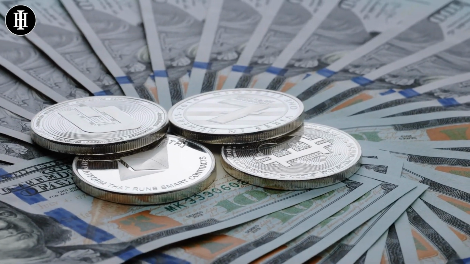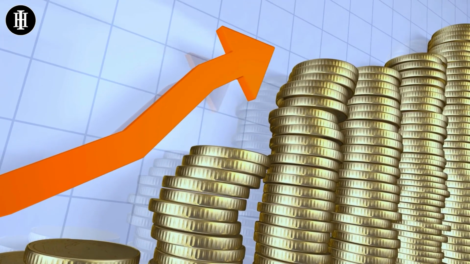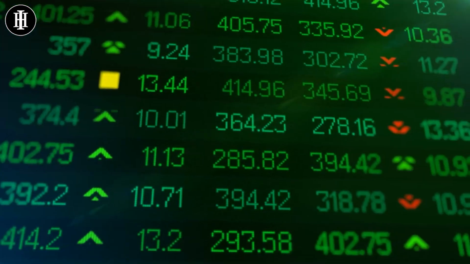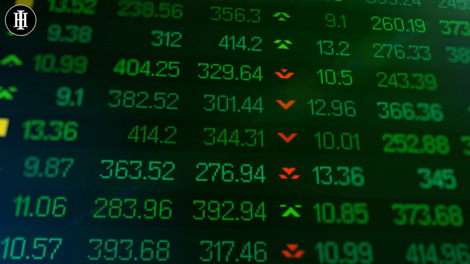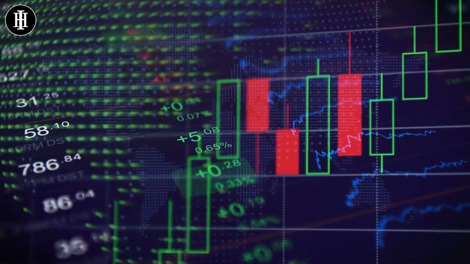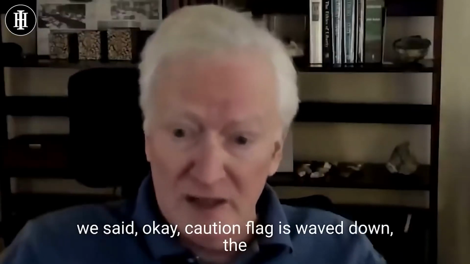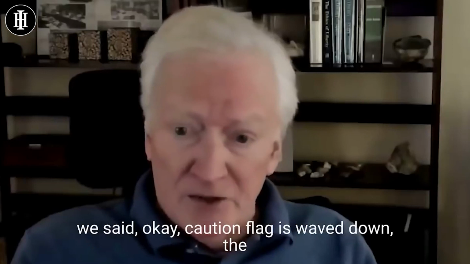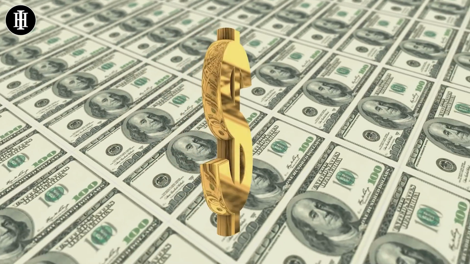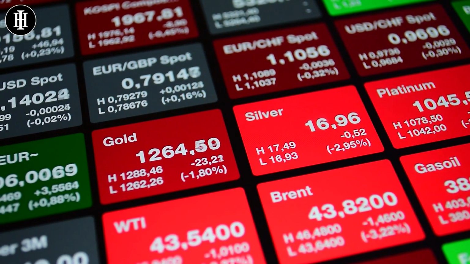There was a point, in that pullback from the November high in gold, when we saw some vulnerability on gold monthly oscillators that suggested you could get a downside flush. In other words, the door was open for the bears to do it. They didn't. Two weeks after we put up our caution flag, we said, okay, the caution flag is waved down. The chance to break the market is gone. And sure enough, gold firmed back up. So did silver, from below 22 up to over 24 recently.